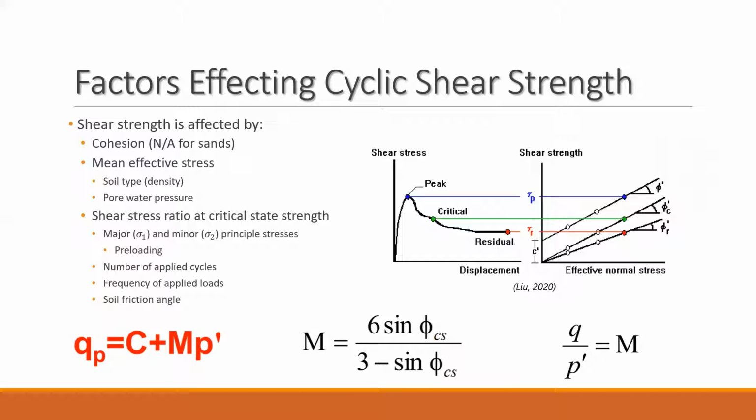As briefly introduced in the various literature reviews, there are a number of factors which affect the cyclic shear strength of a material. The direct mathematical relationship to calculate shear stress is presented on the screen and is seen to be directly dependent on the soil's cohesion, mean effective stress, and friction angle.